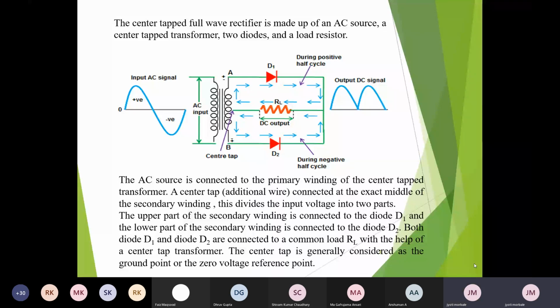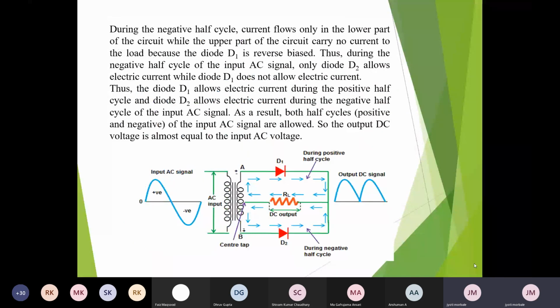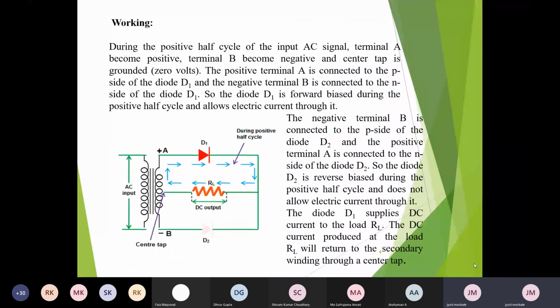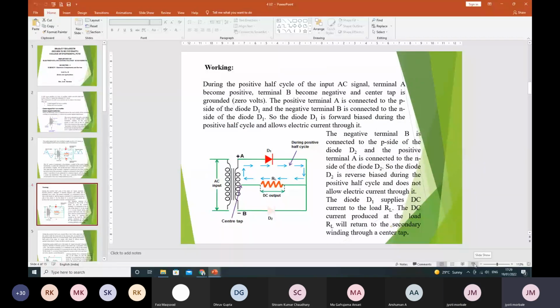Now we are going to see how the circuit functions for the full wave rectifier. Now let's see the working. Did you understand the construction, how to construct it? The construction is understood, right?